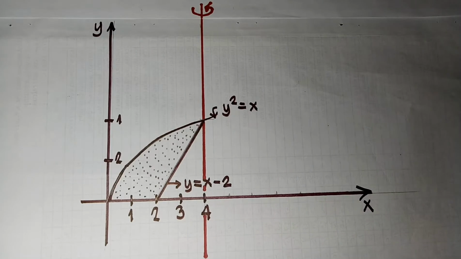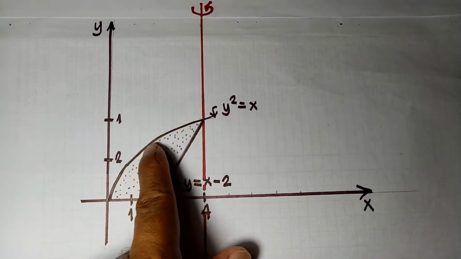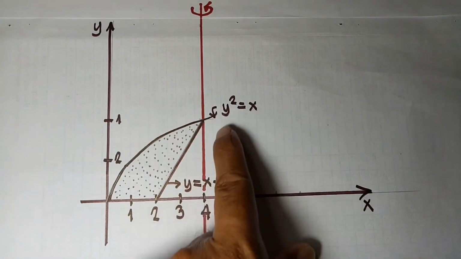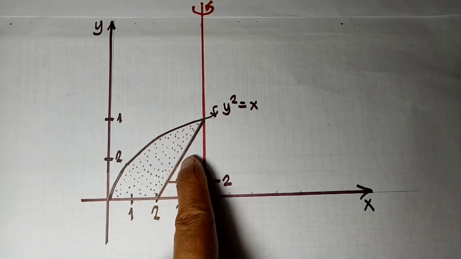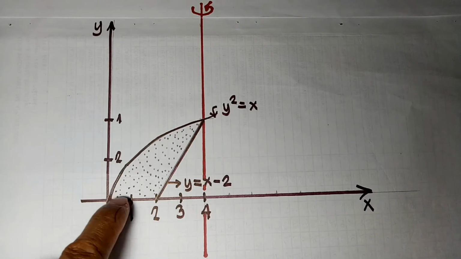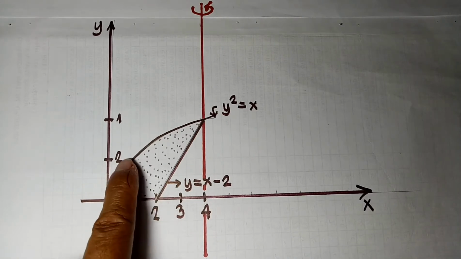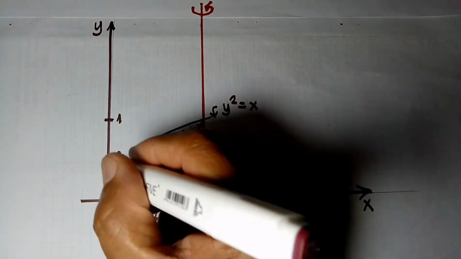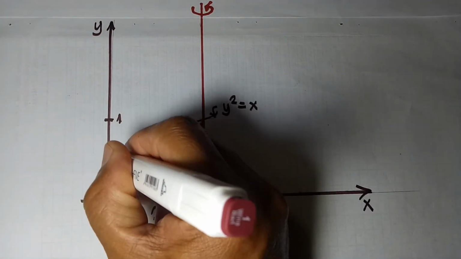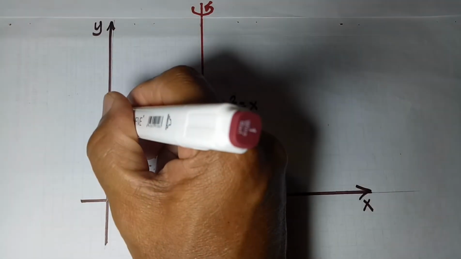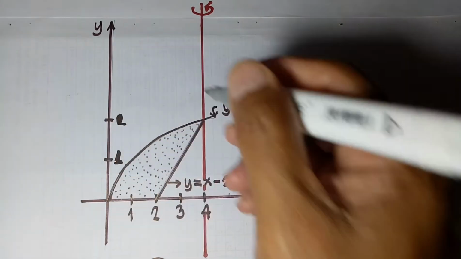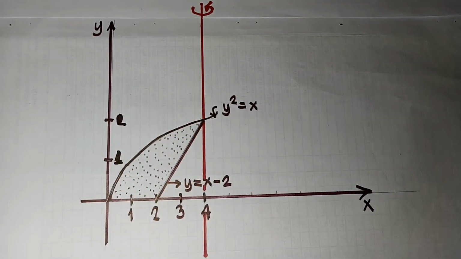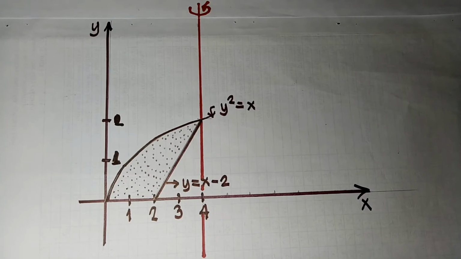Oh. So, here is our plane area. The graph of y squared equals x, the line y equals x minus 2, and the x-axis. So, this is y equals 1, and then this one is y equals 2.